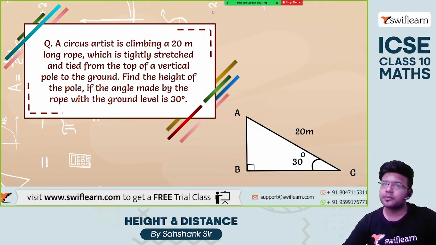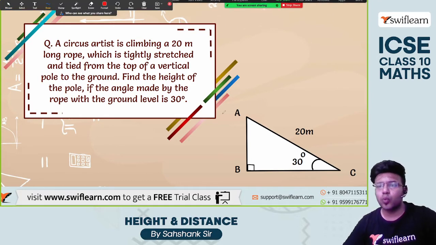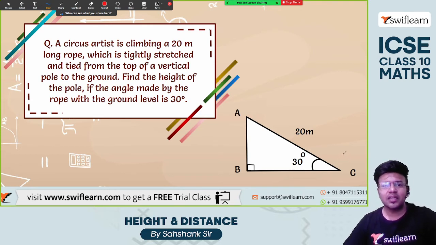Next problem. A circus artist is climbing a 20-meter long rope which is tightly stretched and tied from the top of a vertical pole to the ground. Find the height of the pole if the angle made by the rope and the ground level is 30 degrees. We need to find AB, the height of the pole.